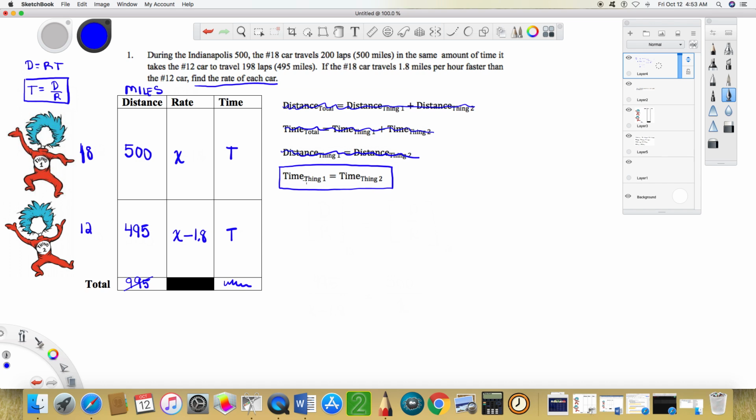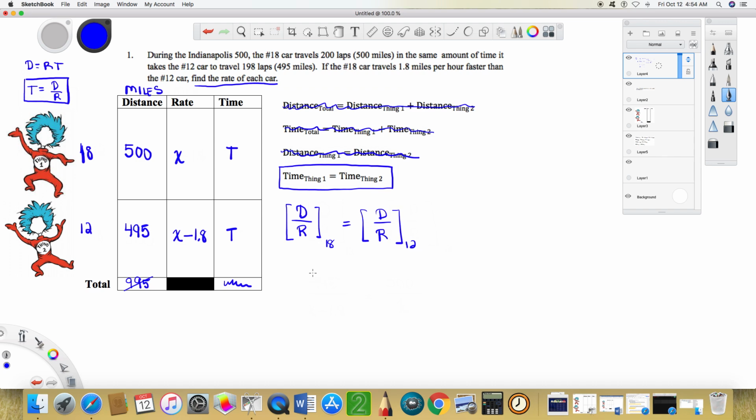So on the left-hand side for thing 1, which was car 18, we want to look at the distance over rate from our information from our table over here for car 18, and we want to look at distance over rate for the other car, car 12.